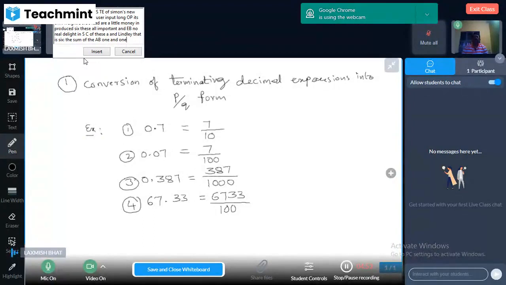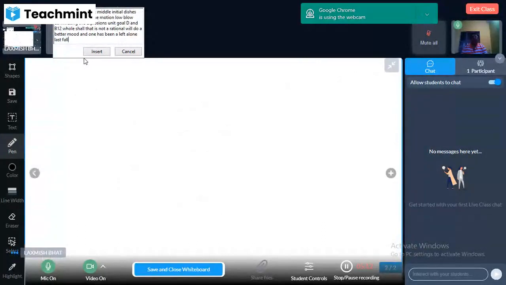So this is the method of conversion of the terminating decimal expansions into their P by Q form. So that is the expression of the given decimal expansions in rational numbers form. Then we have the second type of questions.